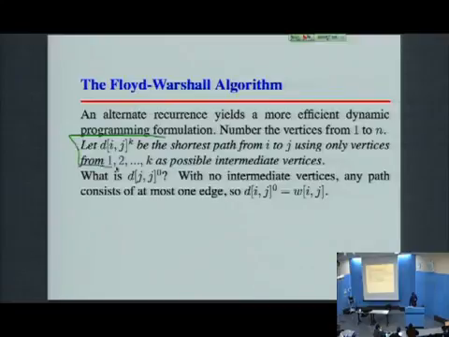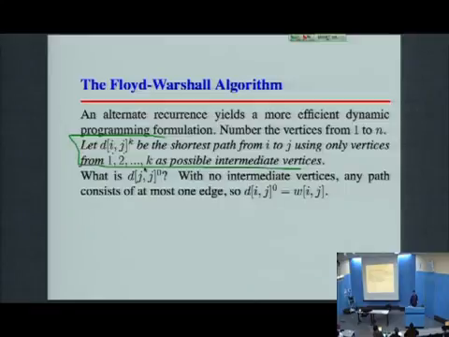Suppose we have a graph where the vertices are numbered from 1 to n. That's usually the case, right? If you had an adjacency matrix, it's natural to give each vertex a distinct name from 1 to n. Let d_ij superscript k be the shortest path from i to j that goes through only as intermediate vertices vertices 1 through k.